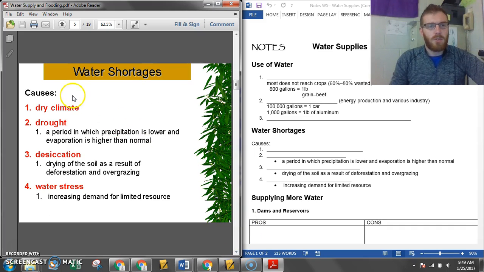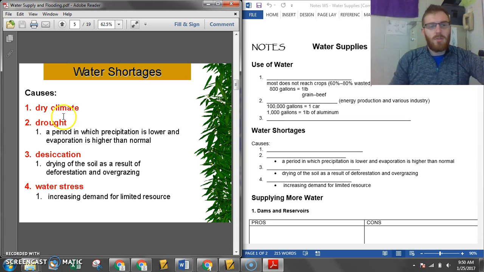Let's get into water shortages. What causes these things? Number one, a dry climate. When it's hot, you generally don't see a lot of water. Think about the desert areas. There's not a lot of freestanding water around. Okay? A drought, which is a period in which precipitation is lower and evaporation is higher than normal. Desiccation, which is the drying out of soil as a result of deforestation over grazing. So whenever you see the word desiccation, it just means drying out.